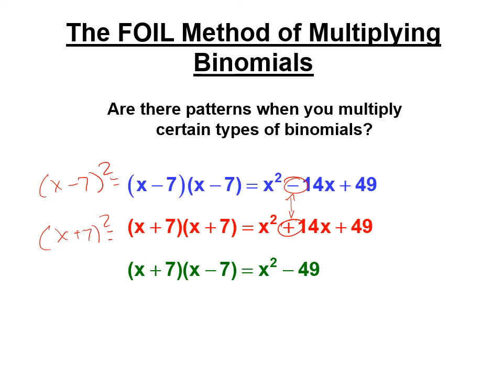And the last one, though, is very different. Look at it, right? There's no middle term. What happened was you got x squared plus 0x minus 49, and that went away. And that happens when you have plus and minus the exact same amount there. So we're going to see all that today.